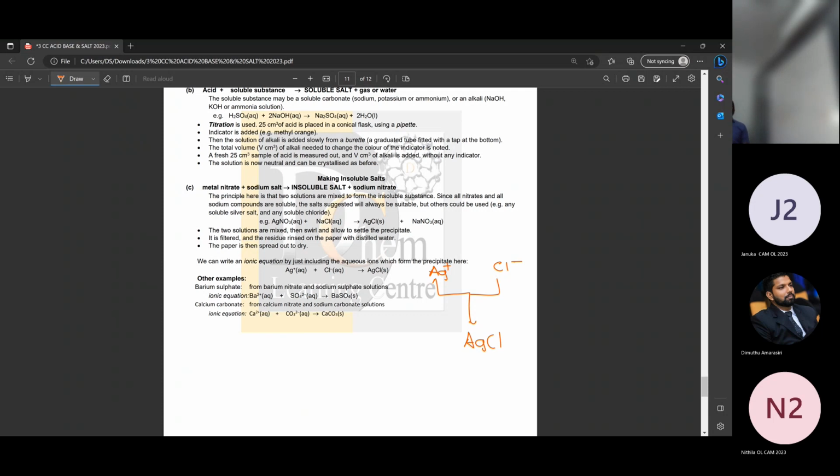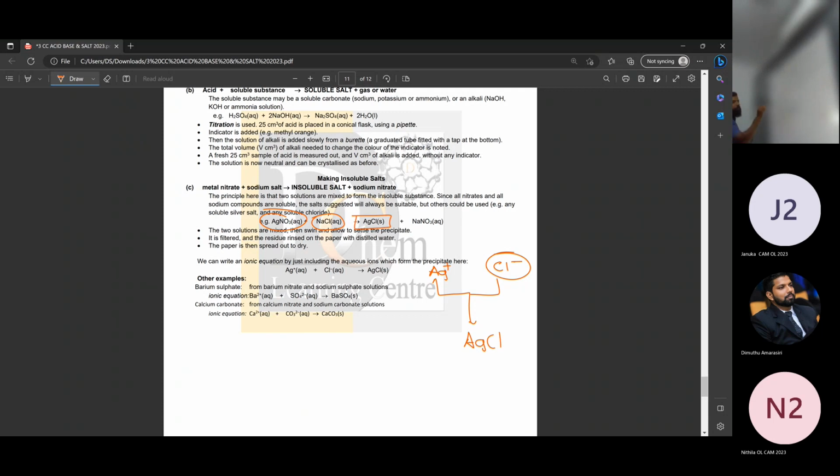What ion is going to be connected to silver? Nitrate. So that's why we have chosen silver nitrate. Chloride ions. Choose a compound where chloride is soluble. Group 1: sodium, potassium, lithium, even HCl is fine. Right? Okay. So that's why we have chosen sodium chloride. And you get silver chloride precipitate and sodium nitrate.